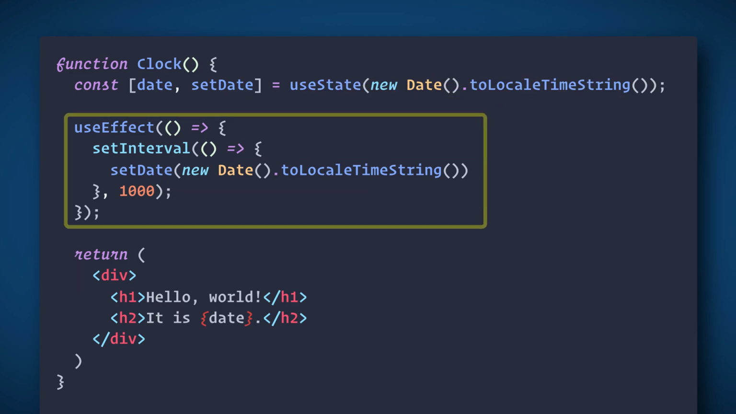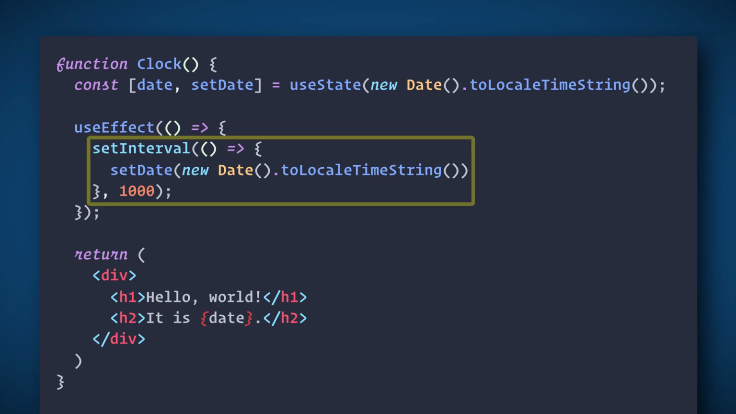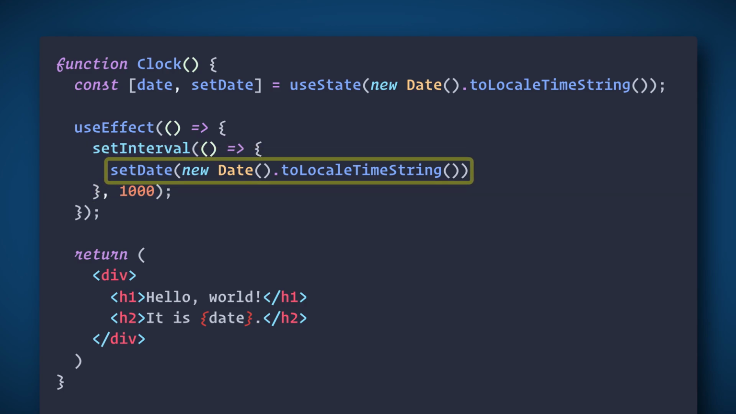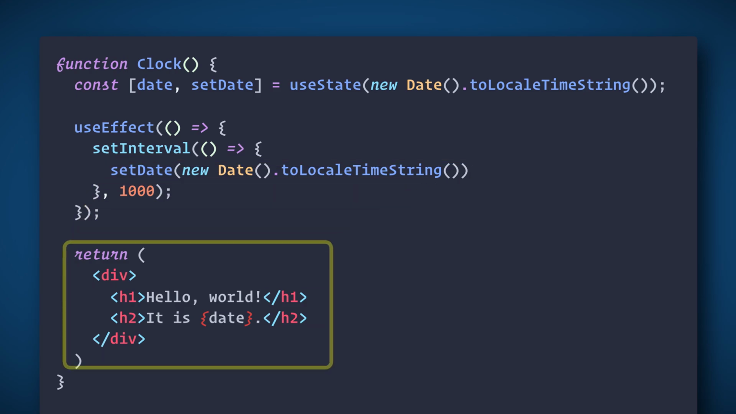Next, we're calling useEffect, which is equivalent to componentDidMount and componentWillUnmount. Here we're setting up our setInterval and updating our state every second using the setDate function that we pulled out of useState. Now we return our JSX and include the current date from our state. Then we render our Clock, and this only happens once, and the component is in charge of updating itself.